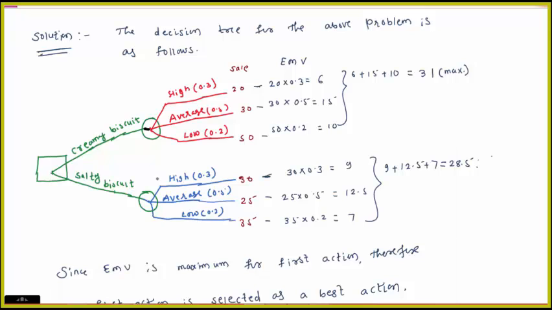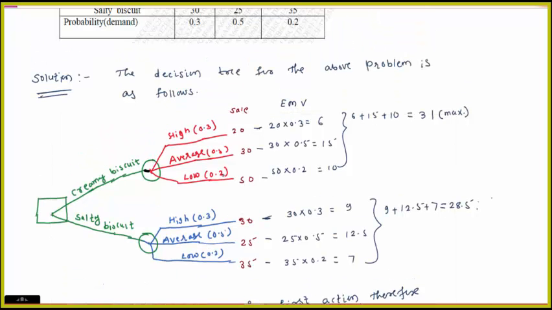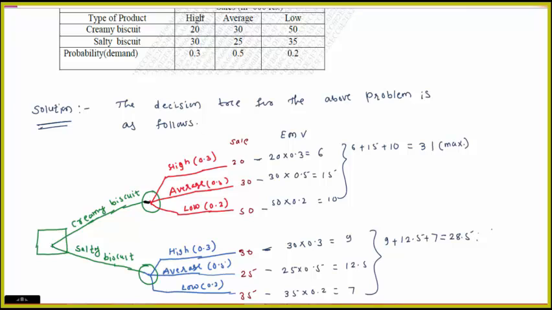Similarly, for the second decision, the salty biscuit, on one branch we write the states of nature high, average and low, with the probabilities written in brackets. For the salty biscuit, if sale is high, the payoff is 30. If sale is average, the payoff is 25. If sale is low, the payoff is 35. This is actually the decision tree, the pictorial representation of the decision table.